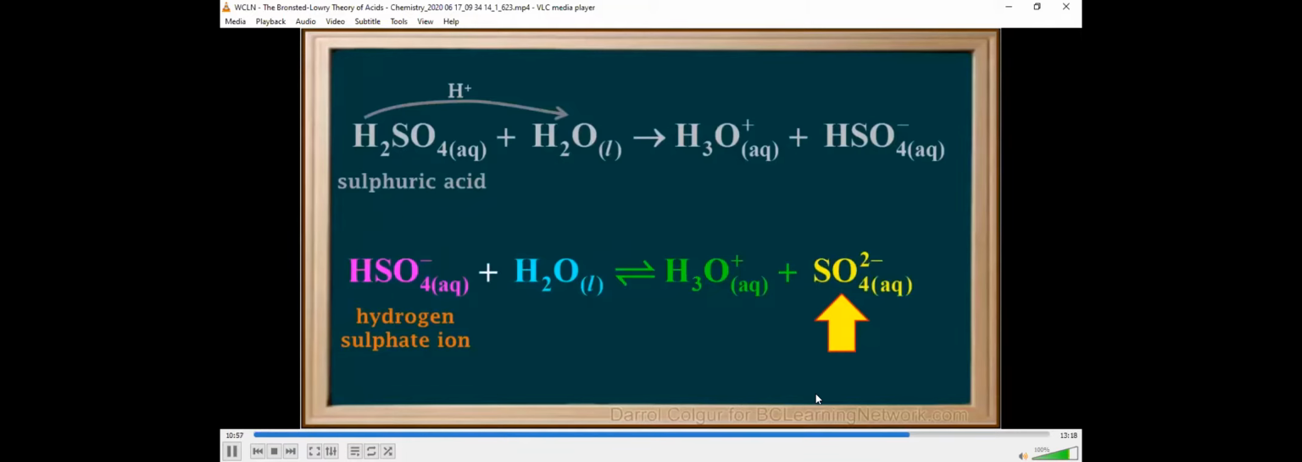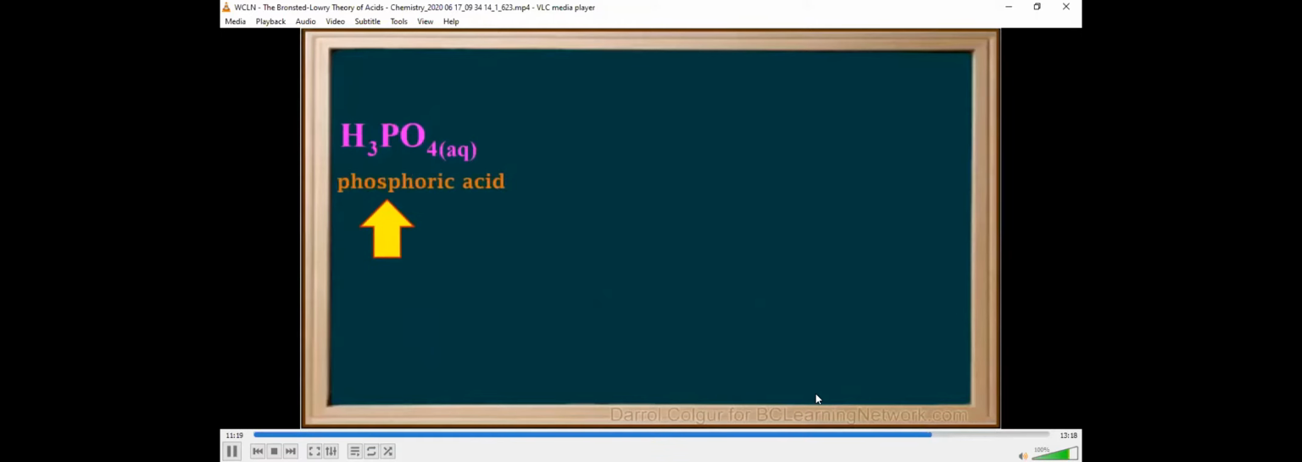The double arrow here implies that there is an equilibrium. This reaction does not go to completion. Whereas in the first step of the ionization of sulfuric acid, there is a single arrow, which means this step goes to completion. 100% of the sulfuric acid is converted to hydronium and hydrogen sulfate ions.